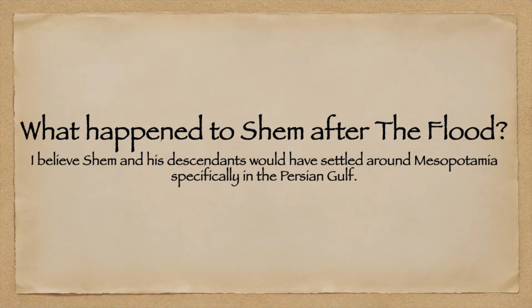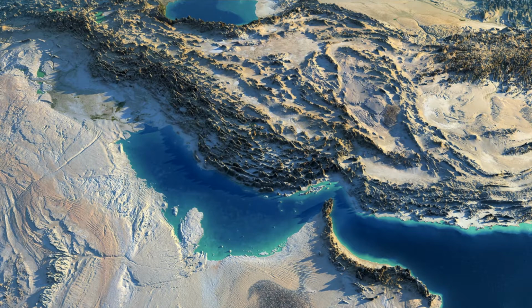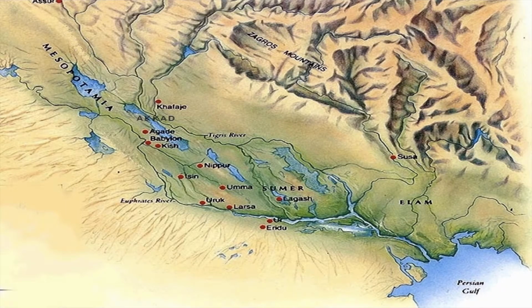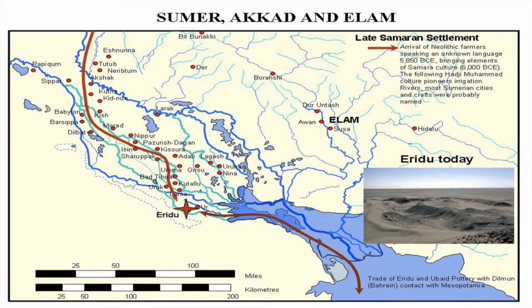I believe Shem and his descendants would have settled around Mesopotamia, specifically in the Persian Gulf. The Persian Gulf is a perfect place where I believe Shem and all of them, all the Semites, would have been. And here's just another map showing the Persian Gulf and the area where the Euphrates River and Tigris River would have split. And here's just another visual representation. A lot of the early cities were also near the Persian Gulf where the Tigris and Euphrates rivers are.